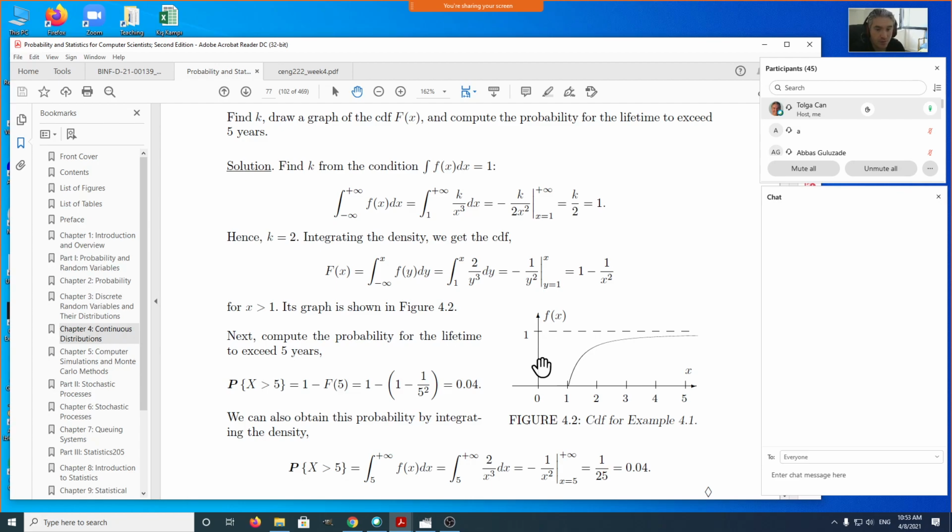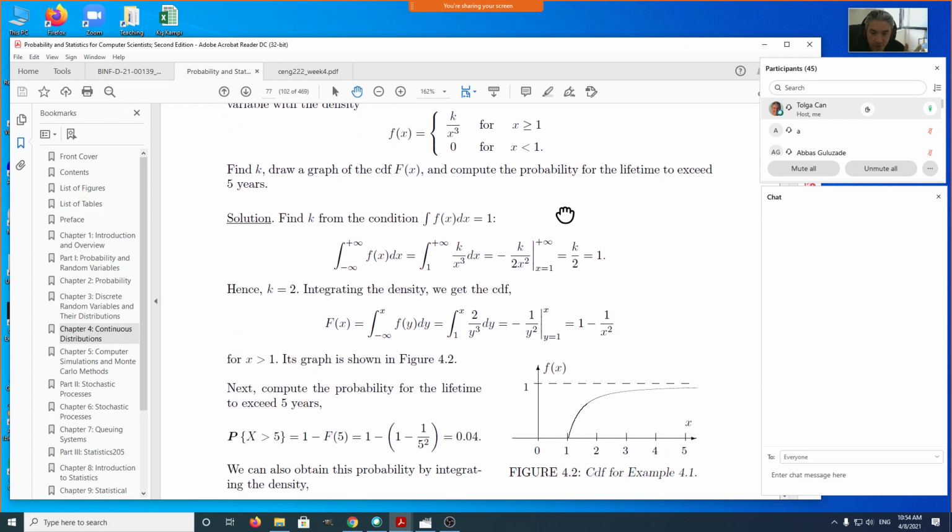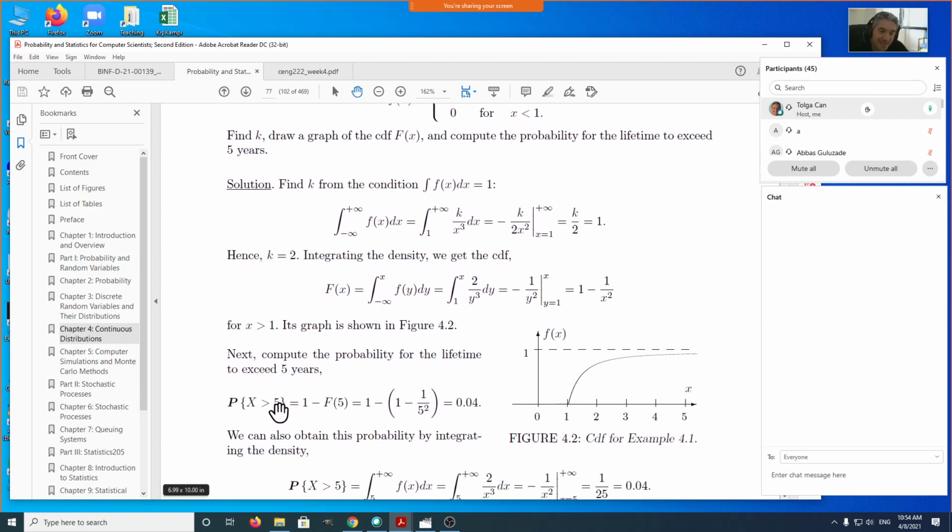Now we can compute probabilities. If this function was the lifetime of an electronic component, we can ask what is the probability that the lifetime of this component is going to be greater than 5? We need to find the probability that it's going to be less than 5, so we integrate from 1 to 5, and we find F(5). If that is like 0.96, the probability that the lifetime is going to be more than 5 years is this small probability of 0.04.